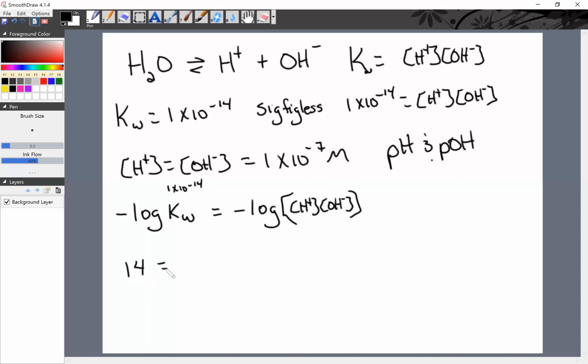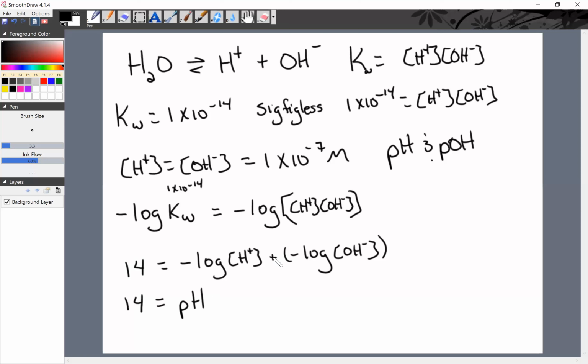And this would be the negative log, see if I'm doing my log rules right. It's been a while. All right, so 14 is equal to the pH. Oh, I don't know why I did minus. This is multiplication. Plus, and negative log of OH is pOH. And that's where that equation comes from. Okay, there's nothing tricky to it. I literally just took the negative log of both sides.